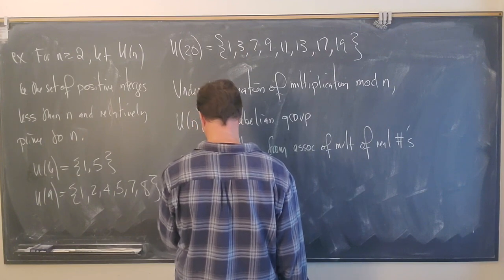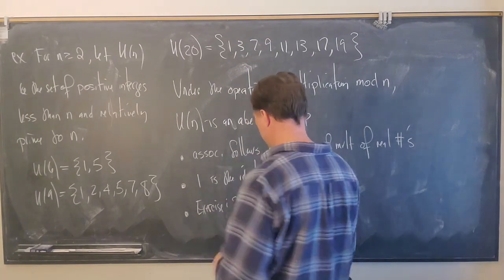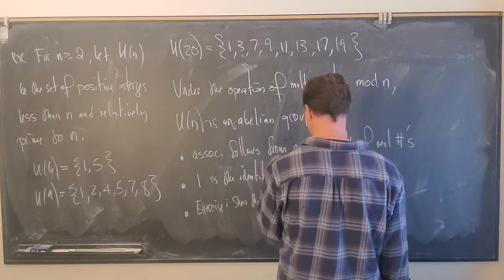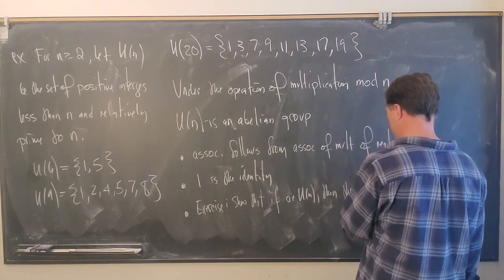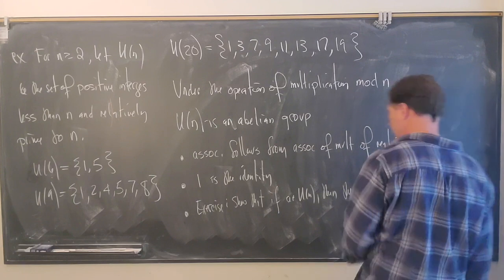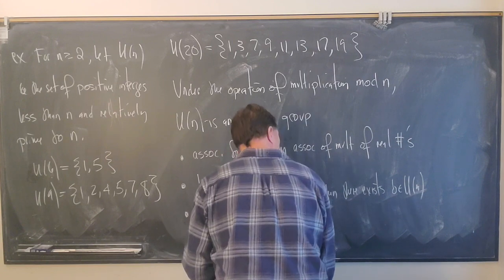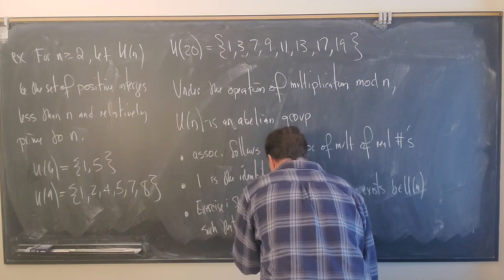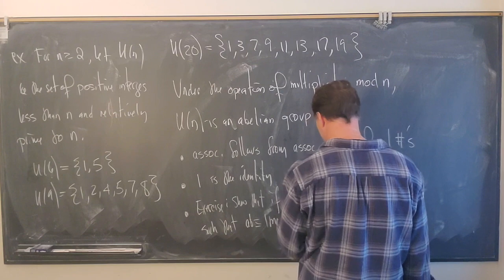So exercise: show that if we have A in U sub n, then there exists a B in U sub n such that A times B is congruent to 1 mod n. There exists an inverse. And here's a hint.